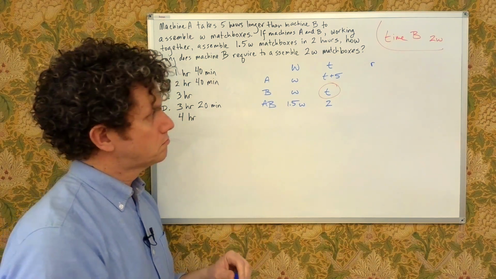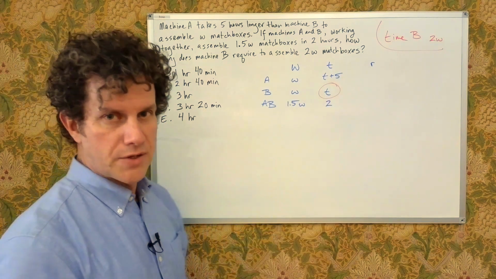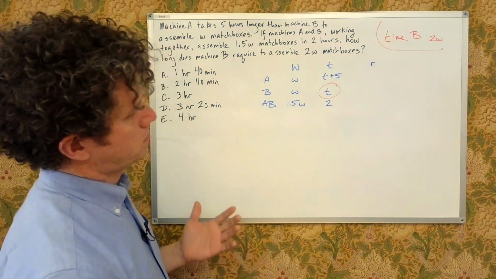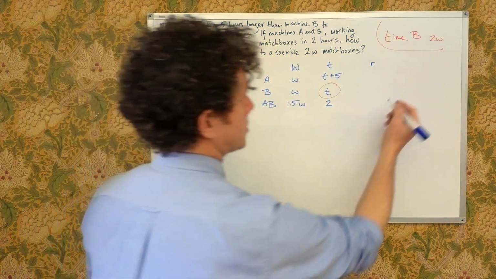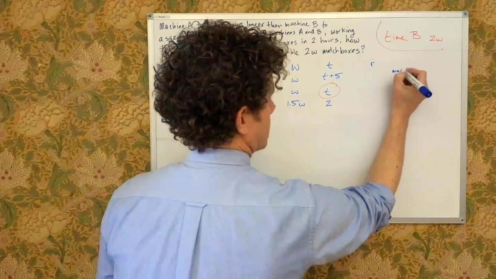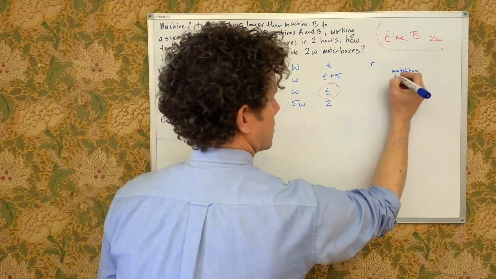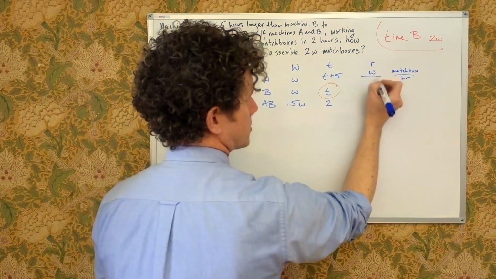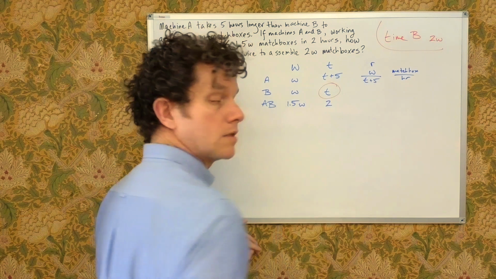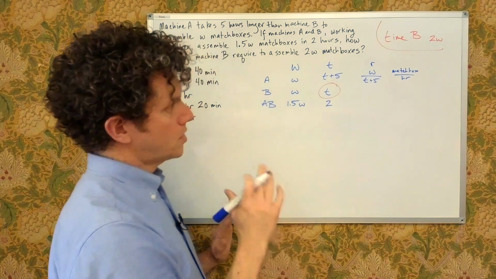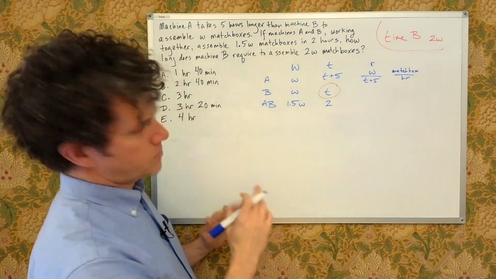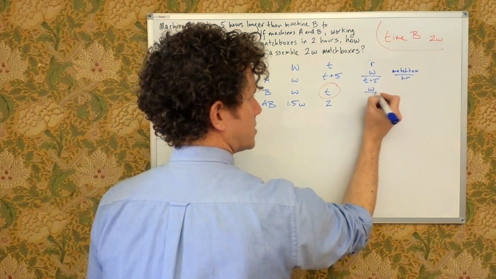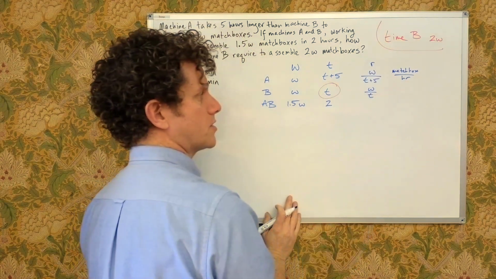So, okay, no problem. We know that the magic happens over here in our rates column. And we have a W here, but we're talking about matchboxes per hour. So, okay, it's W matchboxes and it's T plus 5 time. I'm going to proceed here. I'm going to come back to this in just a moment. I'm going to go ahead this way. And so our rate here is like so.